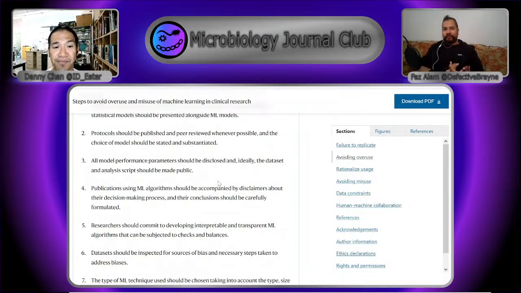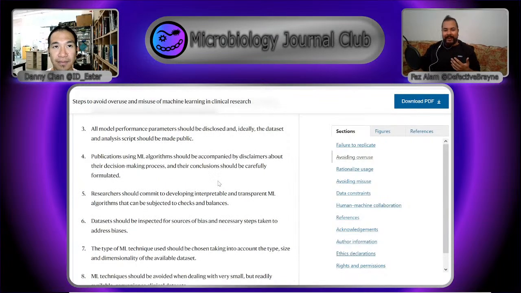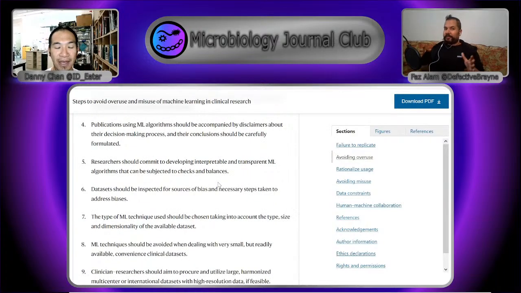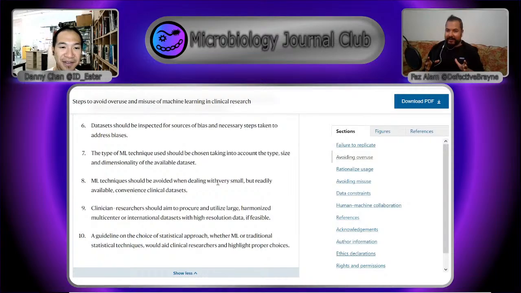Having a version of the script available that people can run on their own and test till breakage, to find the limits of the algorithm. And things like sources of bias. Sources of bias is a real big thing for machine learning, because of the whole garbage in, garbage out idea.